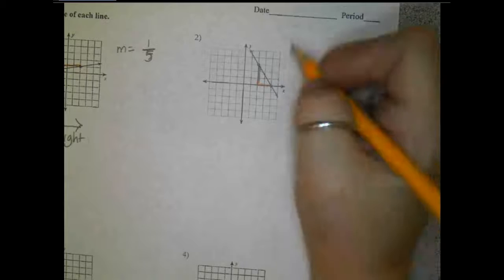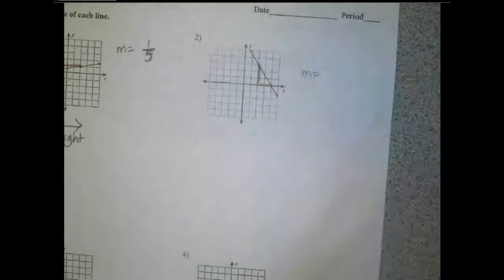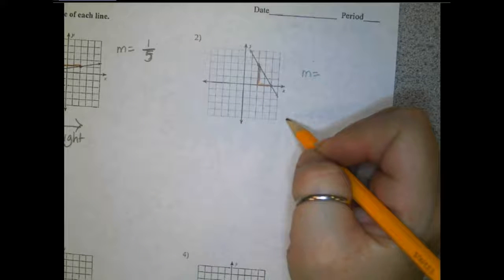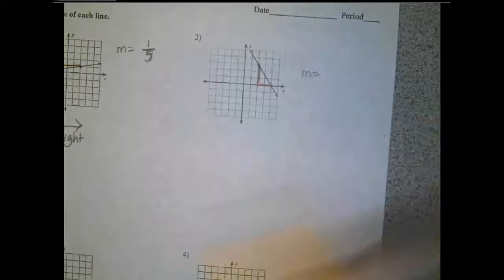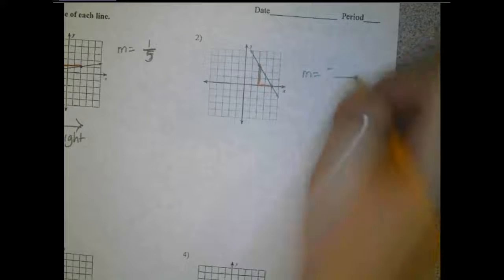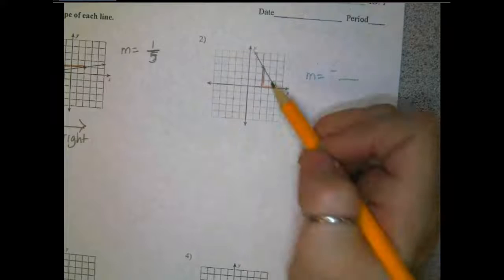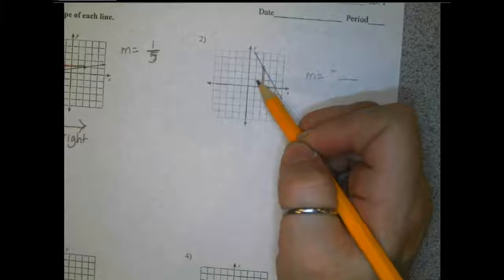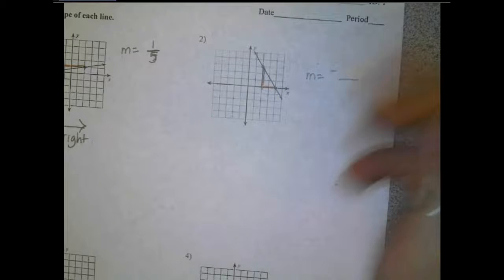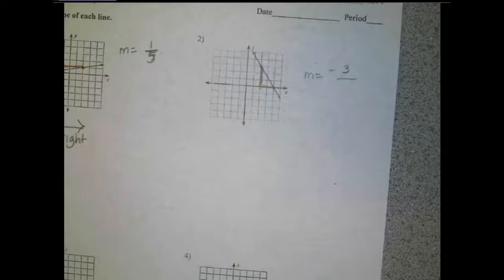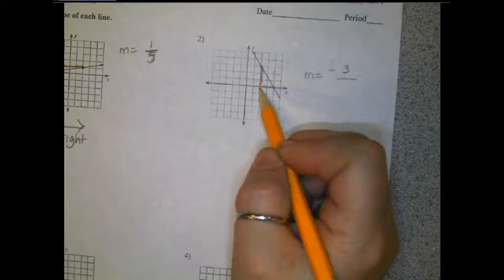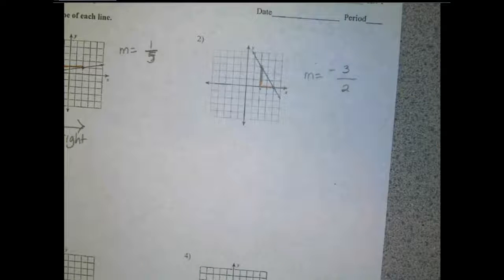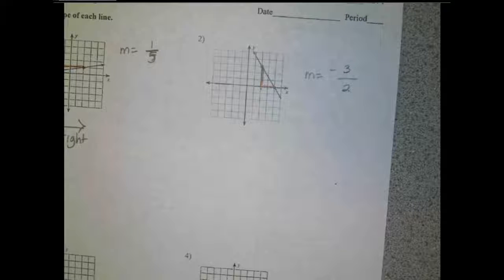Okay? So what do I know about my slope then? If I'm counting down, what kind of slope am I going to have? Positive or negative? It's going to be a negative slope. All right? So let's count. How many spaces down did I have to go? 1, 2, 3. So my rise is negative 3, and then how many spaces to the right did I have to go? 2. My slope is now negative 3 over 2.